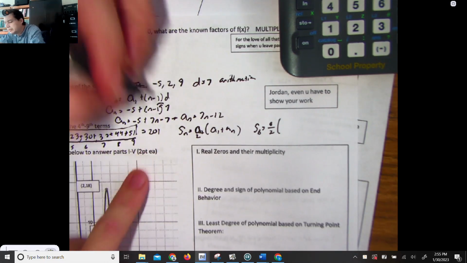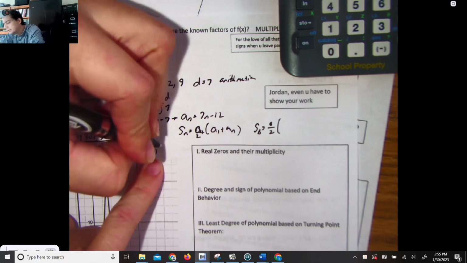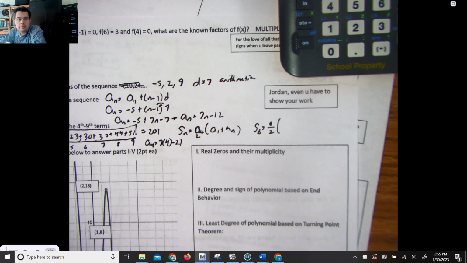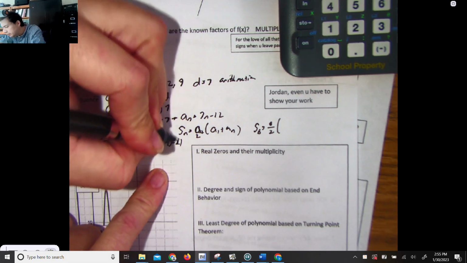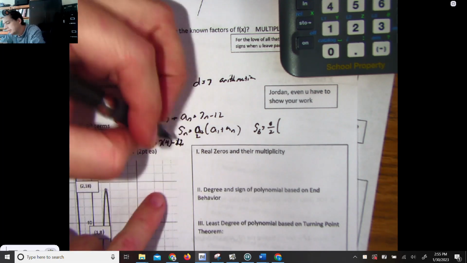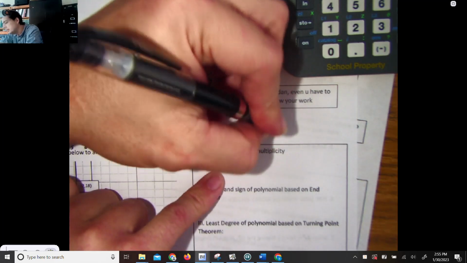So I probably wouldn't have written this out. I would have said a sub 4 is 7 times 4 minus 12. That's what I would have done, sorry, 12. I'm having dyslexia today. 28 minus 12 is 16. I'd have put a 16 there.